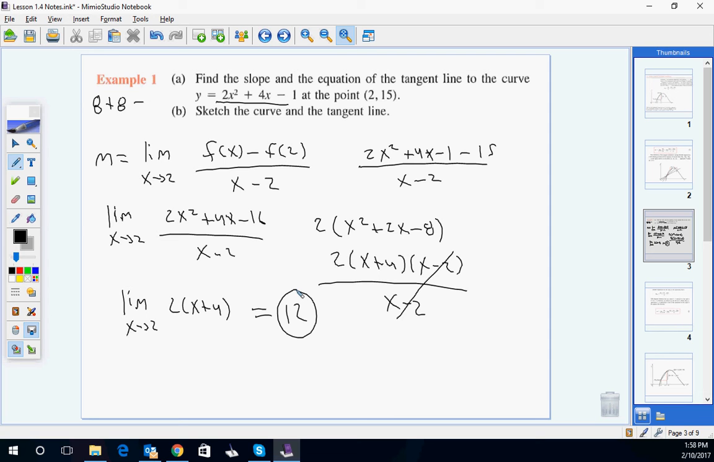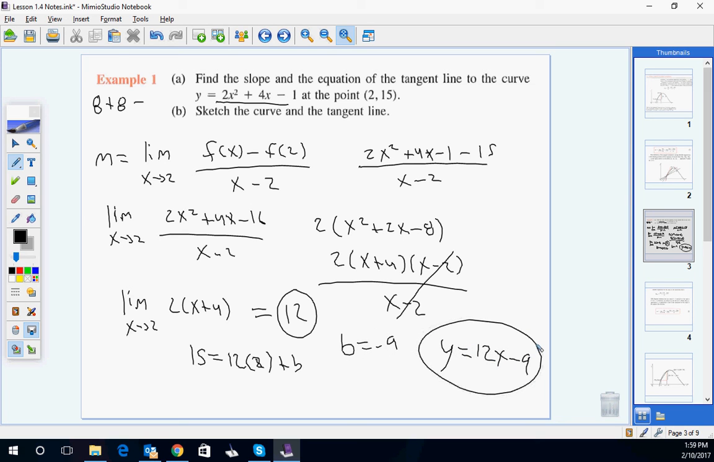Are we okay? So then quickly to figure out b, we're going to go 15 equals 12 times 2 plus b. 12 times 2 is 24. Minus that to 15, b is negative 9. So our equation will be 12x minus 9, the equation of the line going tangent through that point.